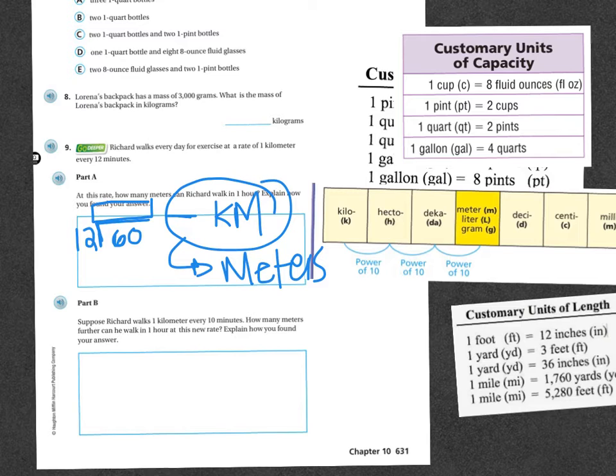Part B. Suppose Richard walks 1 kilometer every 10 minutes. How many meters further can he walk in 1 hour at this new rate? Explain how you found your answer. Same kind of idea. At 60 minutes, right? And 1 hour. Still focusing on 1 hour. But instead of every 12 minutes, he's walking 1 kilometer every 10 minutes. All right, let's look at.